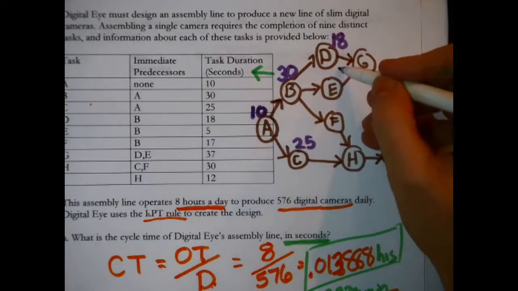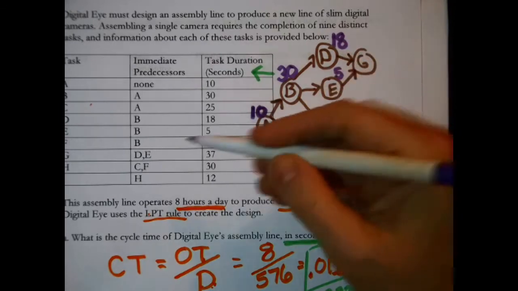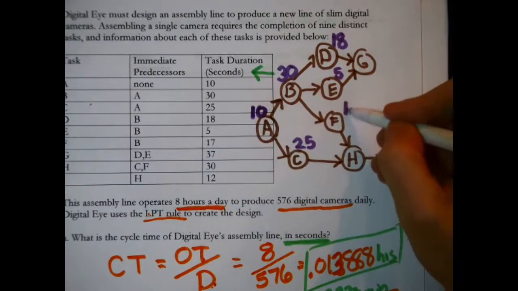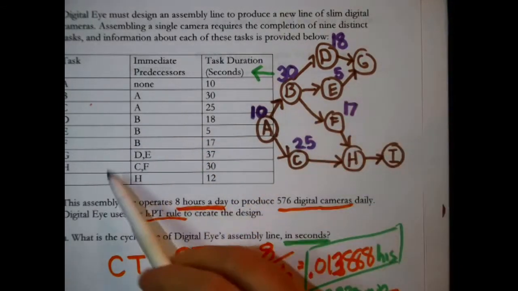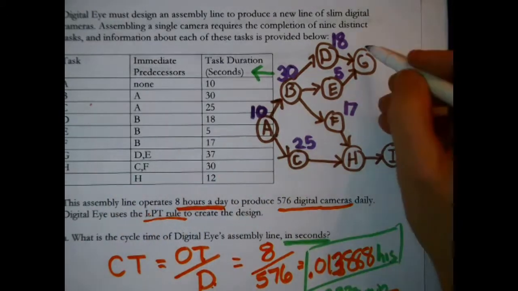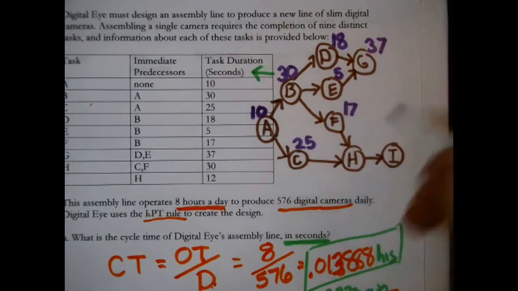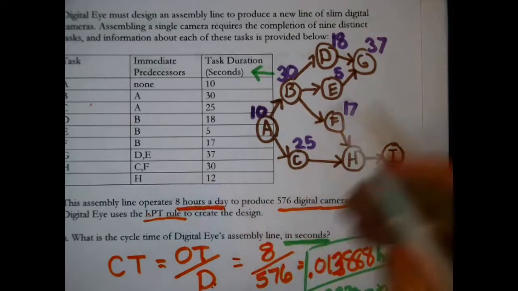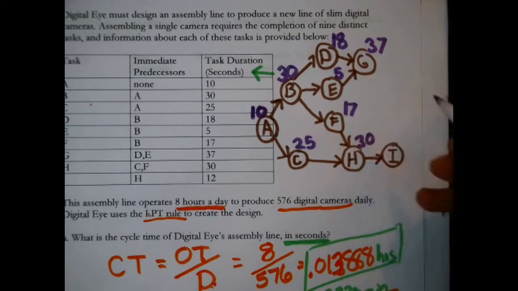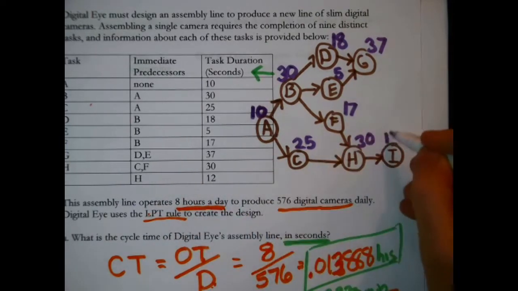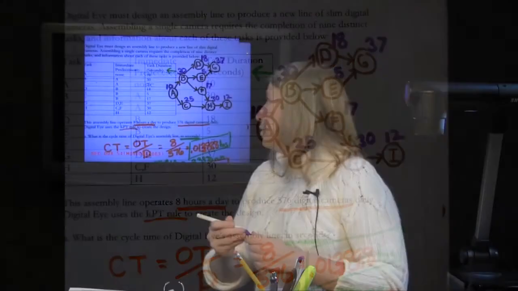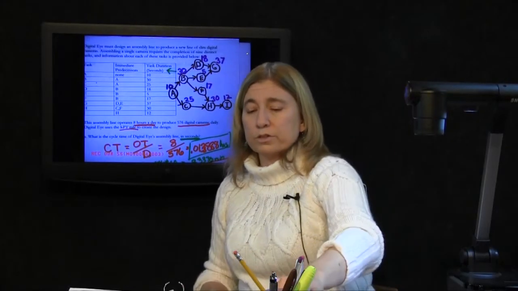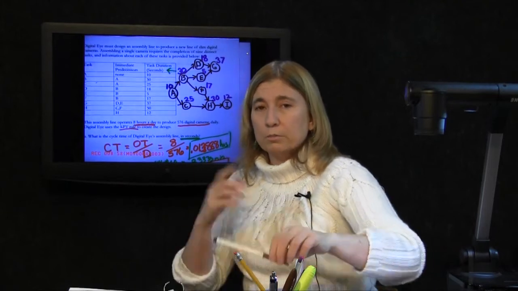Task E is 5. Okay, 5. Task F is 17. Okay, 17. Task G is 37 seconds. 37. Task H is 30. Got it. 30. And then task I, one last one, is 12. All right. Now, this is a tool to help us in the actual line balancing.